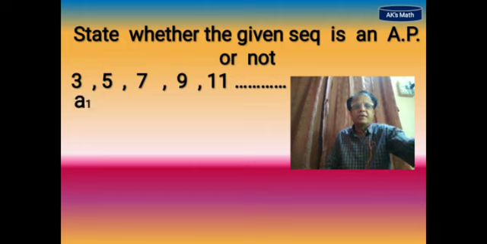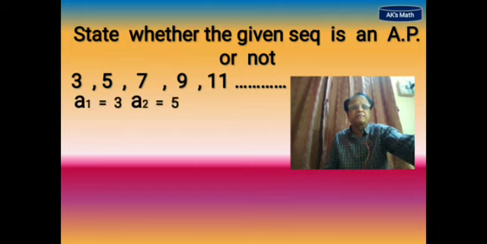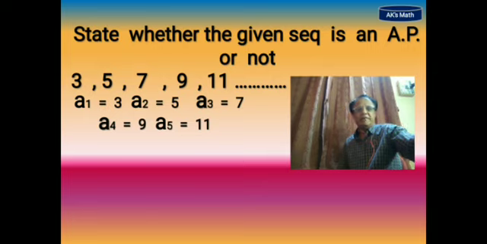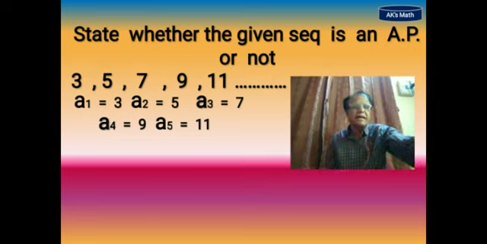So let's see what we did already. Look at this one. A1 is equal to something, A2 is equal to something, A3. In this way we have to write all the terms at first, so A5 is equal to 11. After that you have to take the difference. We take the difference of two numbers, which will tell us whether the difference is constant or not.